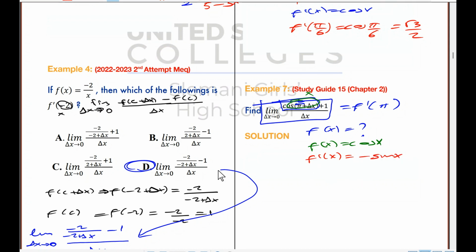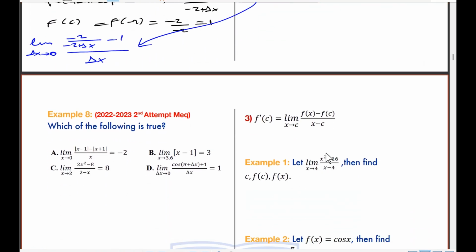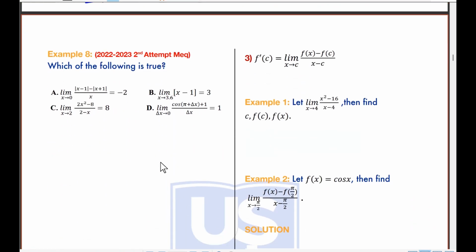So we are not done. We are asked to find the value of this function at pi. So what is negative sine pi? What is pi? 180 degrees. Sine 180 degrees is 0. Negative 0 is 0. That's the answer. Okay. So this question came in Wezari last year in 2022-23 second attempt in one of the options.